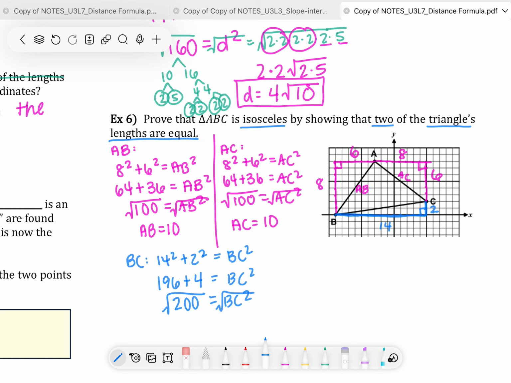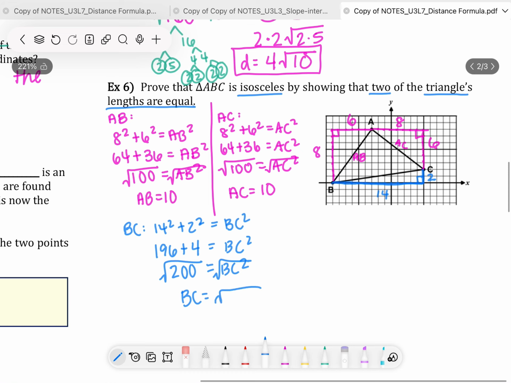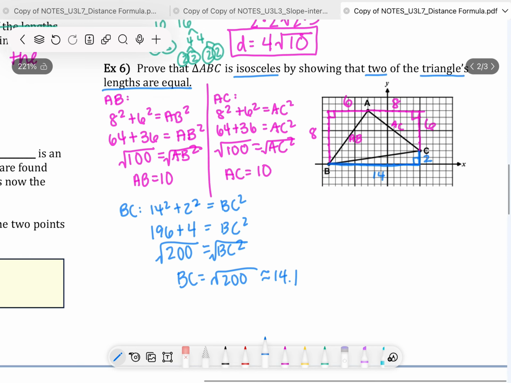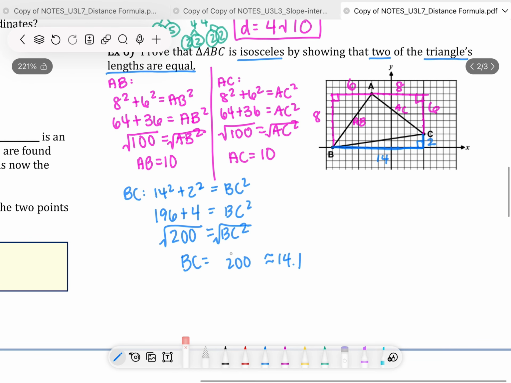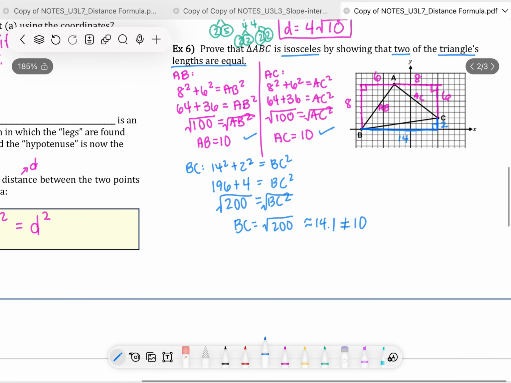And when I square root both sides, if I just put it in my calculator, I can see that BC is the square root of 200, which is about equal to 14.1. Which of course is not the same as we got for AB and AC, because we got 10 for AB and AC. So that's not equal to 10. So since AC and AB are the same, but BC is different, then of course that shows that triangle ABC is isosceles.